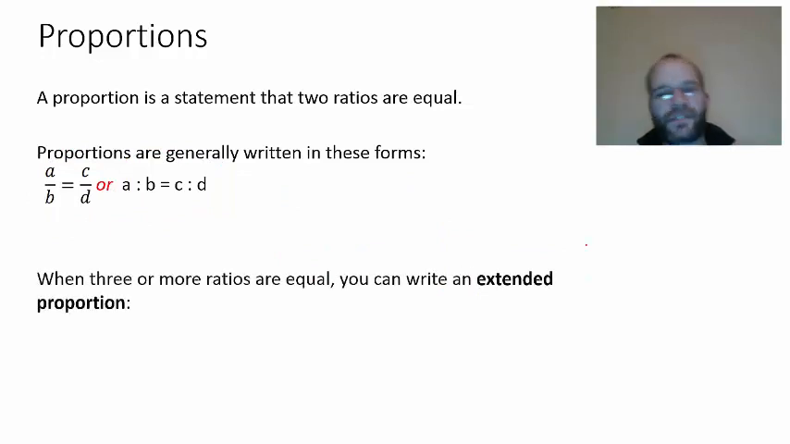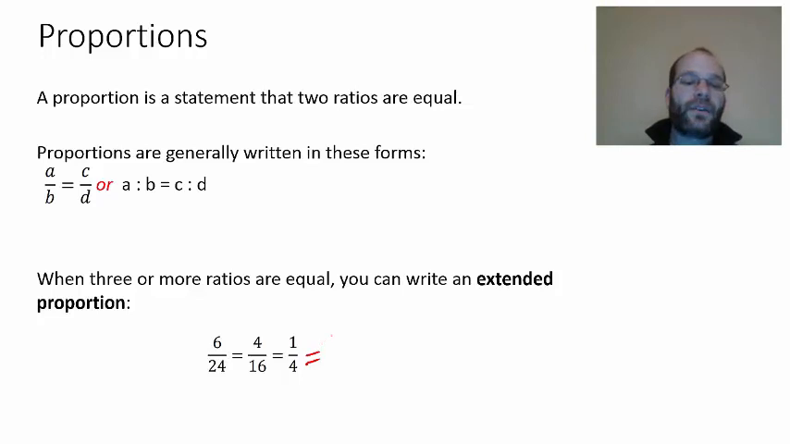When 3 or more ratios are equal, we can write what's called an extended proportion. As an example, you might see something like this: 6 over 24 is equal to 4 over 16 is equal to 1/4. And the truth about extended proportions is that they can be infinite in length. There's an infinite number of terms that we could put in here.